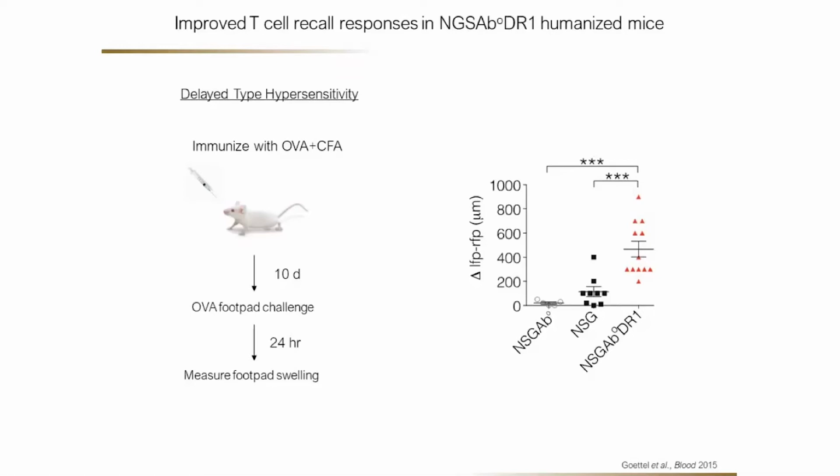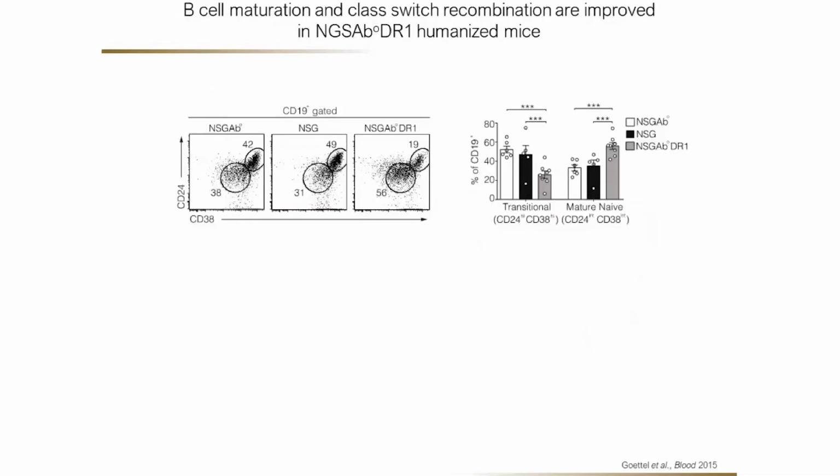So this suggests that perhaps selecting CD4 T cells on a human HLA molecule actually does enable better T cell activation. Now, we know that T cells can also provide help to B cells. And so we partnered with Wayne Marasco's group at Dana-Farber to really look at whether or not the B cell compartment was improved as well.